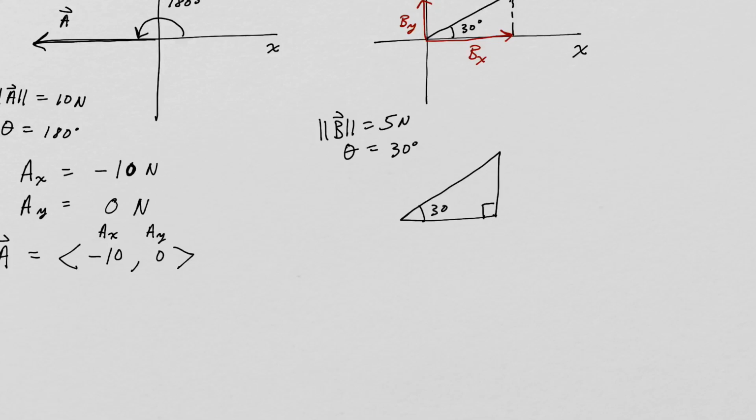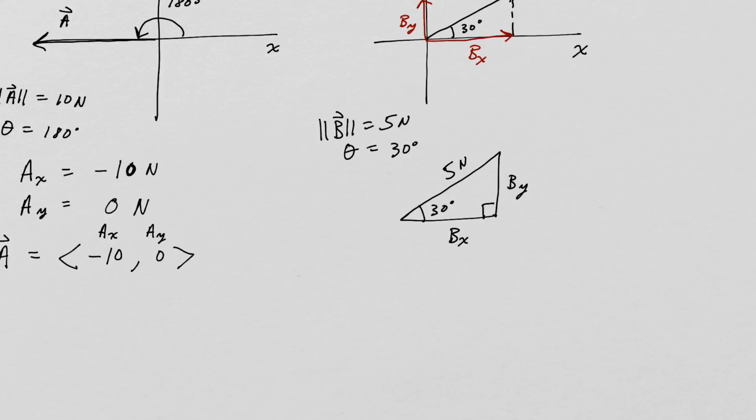I know that this angle is 30. I know that the magnitude, the length of the hypotenuse, is the magnitude of the vector, so that's 5, right? It's really 5 newtons, has units in this case. And then this is Bx, and this side is the same length as By. And then how do we find Bx and By? We use our trig functions.